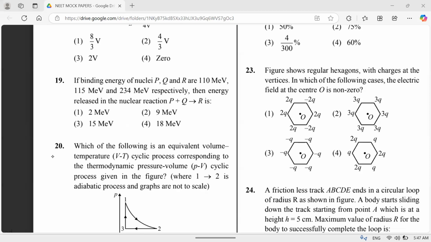Anyone? Wherever we need to calculate the electric field, we first keep a unit positive charge at that place and try to simplify it. So here you keep 1 coulomb of charge, here also 1 coulomb, here 1 coulomb, and here 1 coulomb. Now see the direction of the electric field, positive and negative, in the first case. He is asking when the electric field at the center O is non-zero.